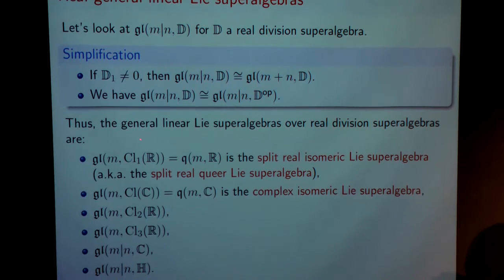So we could take our D to be the real Clifford superalgebra Cl_1. This is called the split real isomeric Lie superalgebra, or sometimes the split real queer Lie superalgebra. If you take the complex Clifford algebra, you get the complex version of that, the type Q Lie superalgebra. And then there are these other ones you can take. Well, GL(M|N) over C is the standard general linear Lie superalgebra over C. The other ones don't really have names, but there they are. Those are real Lie superalgebras.